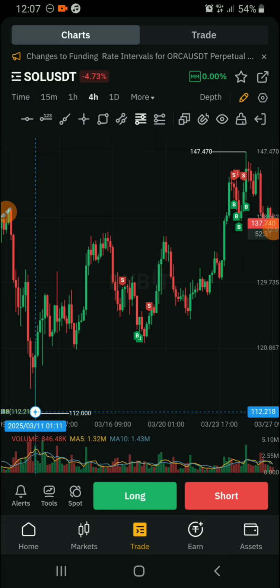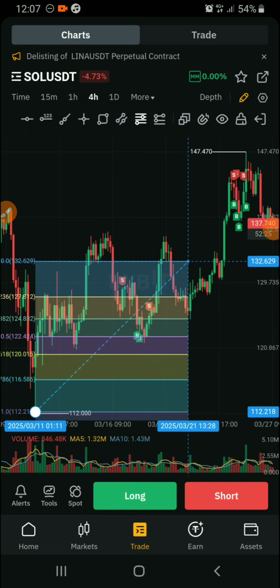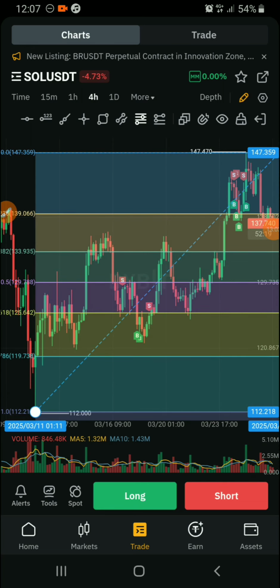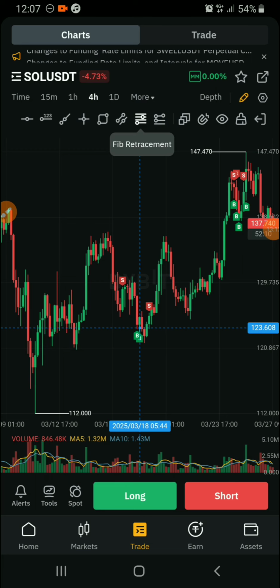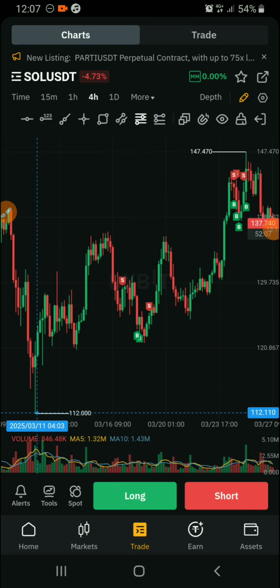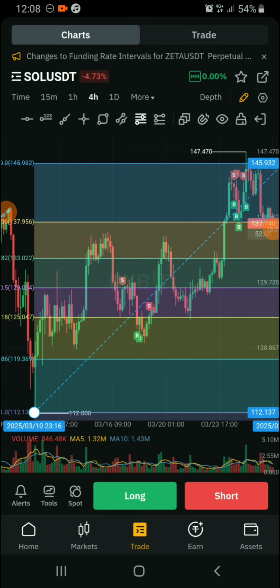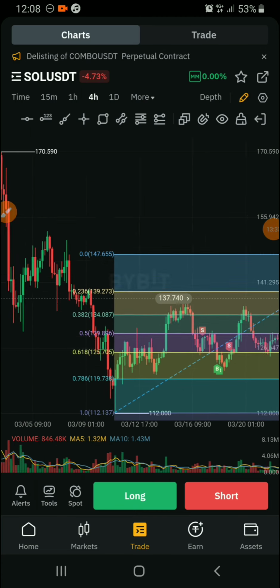Then click on the screen to lock it and then draw it all the way to the swing high, just like this, and then extend it, right? So you have drawn your Fibonacci. Then the next thing you have to do is click on the screen to pin it. Sorry, let's do it again, right? So click on Fibonacci, then place it on the swing low and draw it to the level of the swing high, just like this, right? After doing that, the next thing you need to do is to lock it, just like this. Now we have locked the Fibonacci retracement tool on our chart, right?